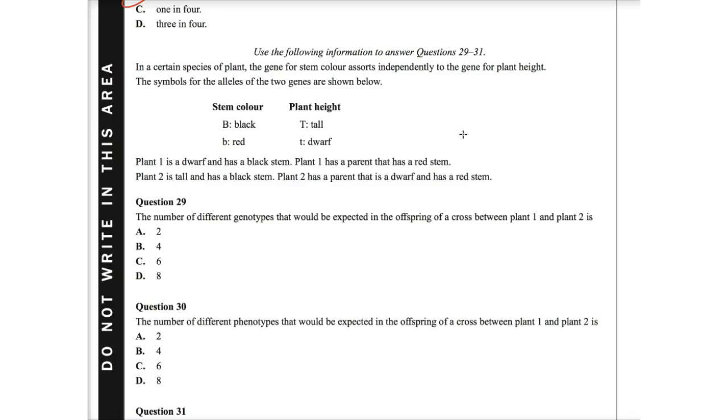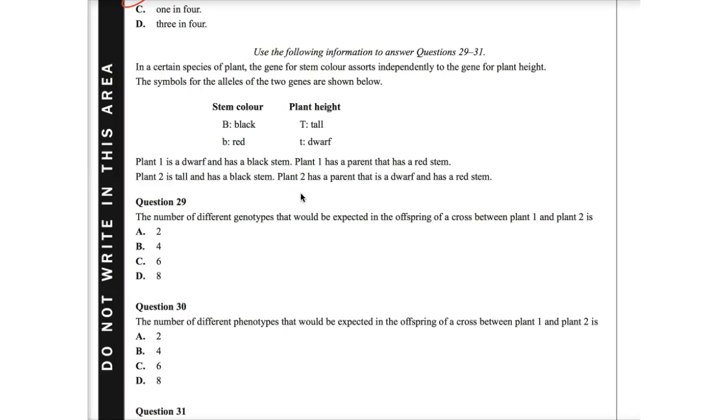Okay, so question 29 and 31, we'll get it all done in one hit. In a certain species of plant, the gene for stem colour assorts independently of the gene for plant height. The symbols for the alleles of the two genes are shown below. So we've got stem colour as big B for black and little b for red, and big T for tall and little t for dwarf.